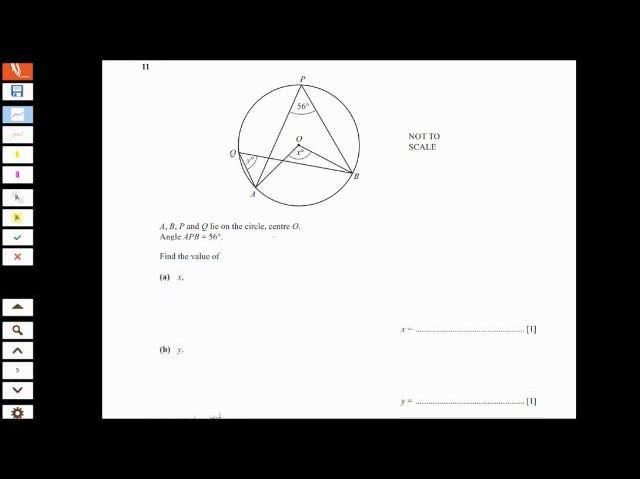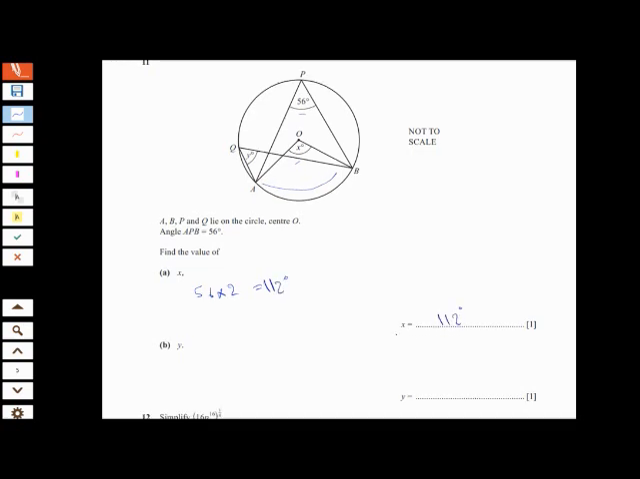A, B, P and Q lie on the circle, center O, angle APB equals 56. Alright. So now, without even doing anything, we already know that this angle 56 and X are related somehow because they share the same arc. But related how? X is double 56, which is 56 times 2, 112, sorry. So you should write that just to show your work. Okay, that's the value of X.